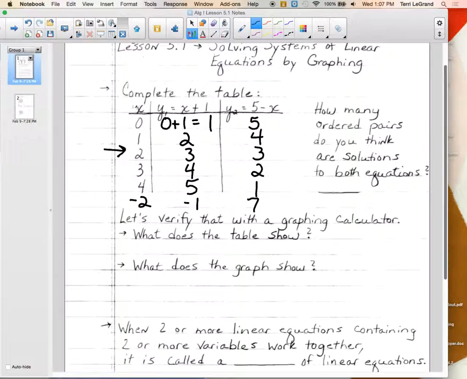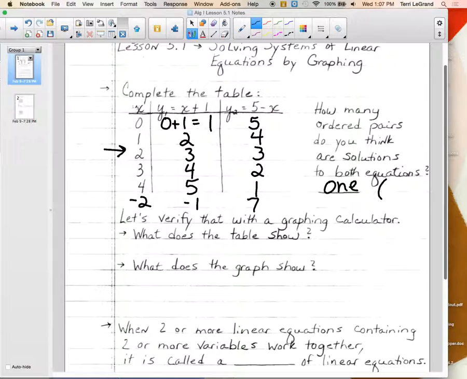Well, what if we went the other direction? The x's went down by 1. What would they do? They're going to go up. Do you think they can ever meet again at the same place? No. So how many ordered pairs are solutions to both equations? Only 1. And what ordered pair is that?